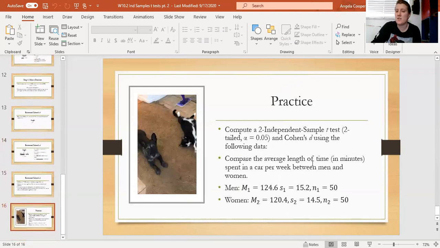So I want you guys to again calculate another independent samples t-test here, as well as doing Cohen's d. I know that there was an example earlier in the first PowerPoint. If you would like to calculate Cohen's d for that as well, I encourage you to. But that concludes our lecture today on independent samples t-tests.